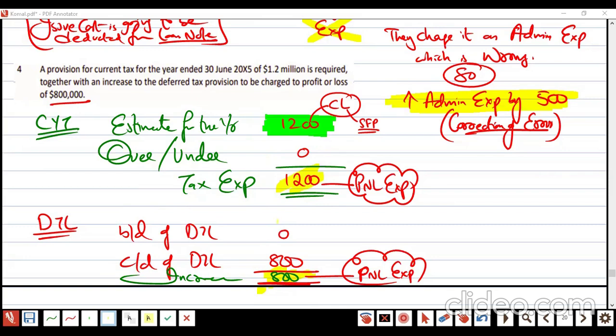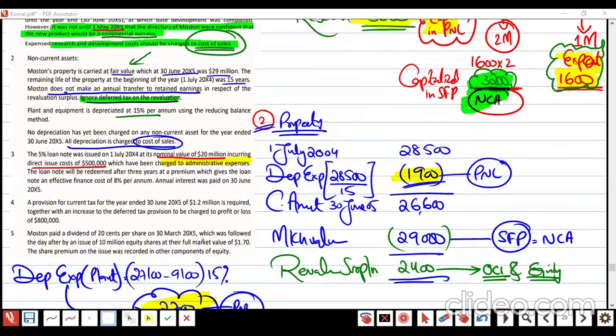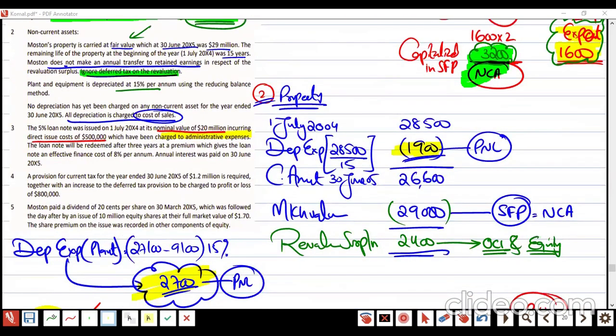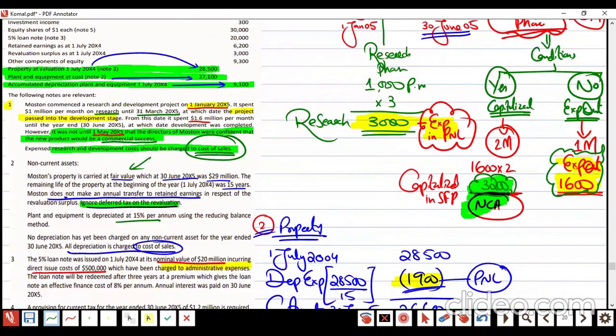Okay. Very nice. Now the last point is about dividend. Please note down, dividend is not a part of the profit and loss statement. Dividend is part of the statement of changes in equity. So I am not going to consider dividend while I am making the profit and loss statement. Got me or no?